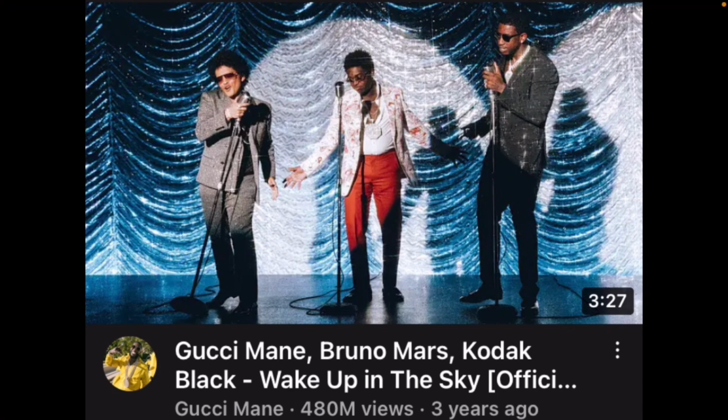So Gucci, Bruno Mars, and Kodak Black have a song called Wake Up in the Sky. And when this song first came out, I was very surprised that these three random artists would even have a song together. And when you're a regular person, you don't understand why these artists collab. But once you know about the scripting in the industry and the fact that all these characters have older characters in the music industry, you'll really notice why certain artists collab. And this is a perfect example. The reason these three artists collabed on this particular song is because of their base characters. So this is going to connect all of them together.